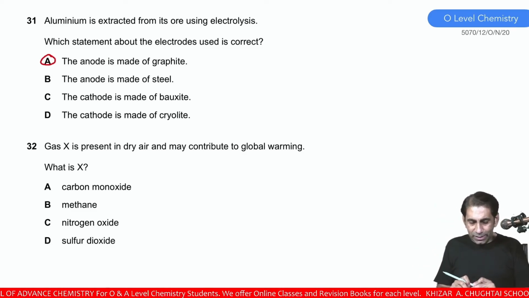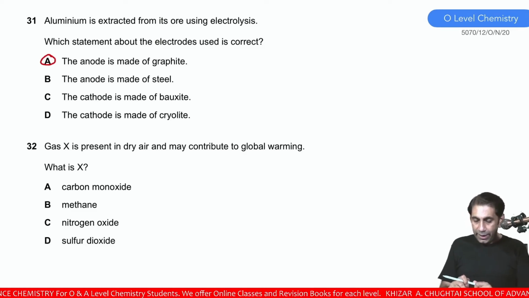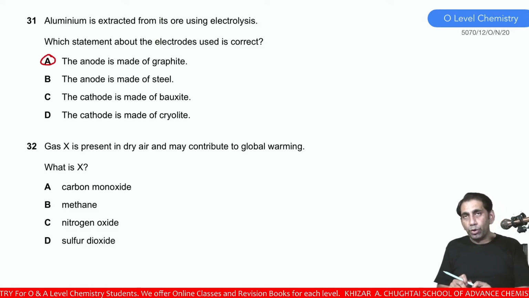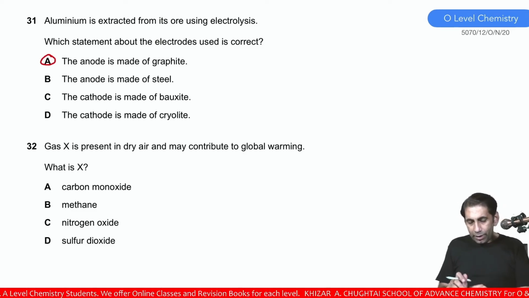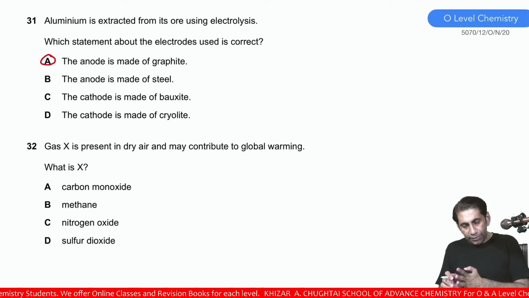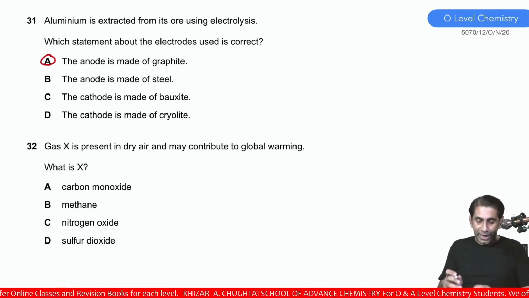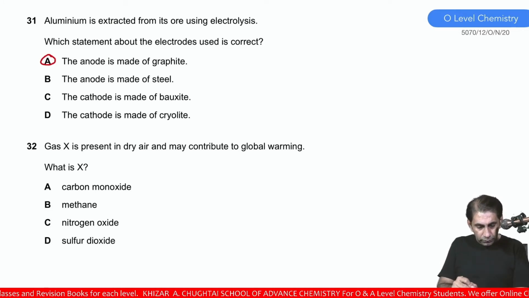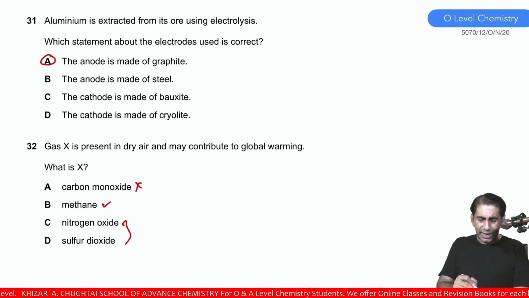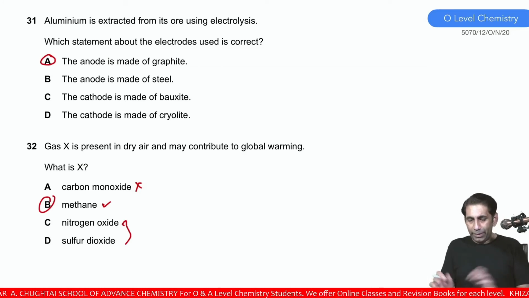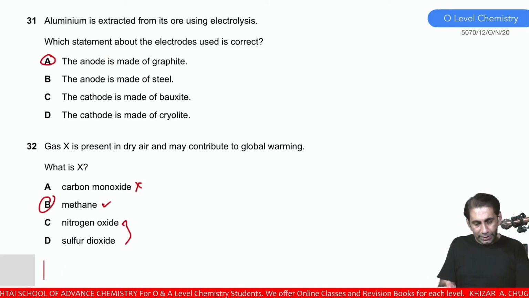Gas X is present in dry air and may contribute towards global warming. A gas that is present in dry air and also contributes towards global warming should be carbon monoxide. No. Yes, methane. These are the greenhouse gases. B is the appropriate and correct option in this case.